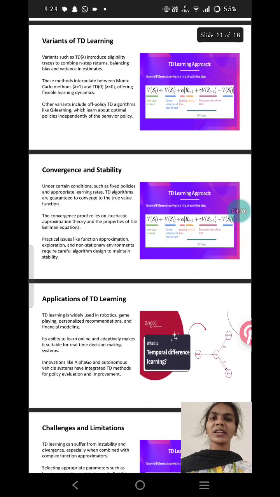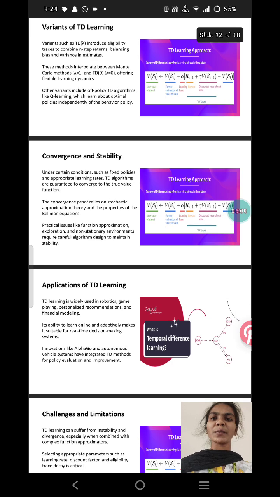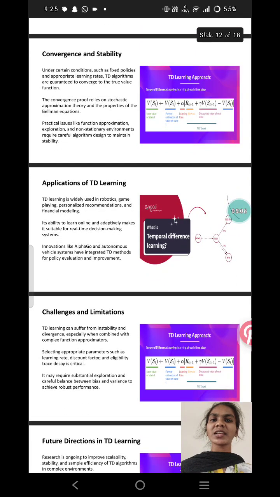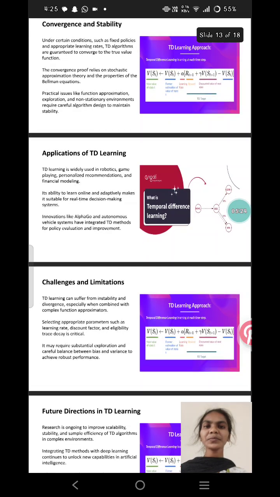Variants in TD learning. Variants such as TD lambda introduce eligibility traces to combine n-step returns, balancing bias and variance in estimation. Convergence and stability. Under certain conditions, such as fixed policies and appropriate learning rates, TD algorithms are guaranteed to learn the true value function. The convergence proofs rely on stochastic approximation theory and properties of the Bellman equations.